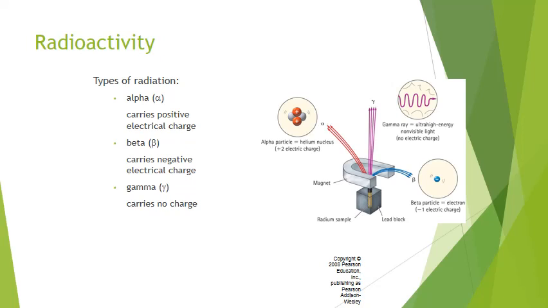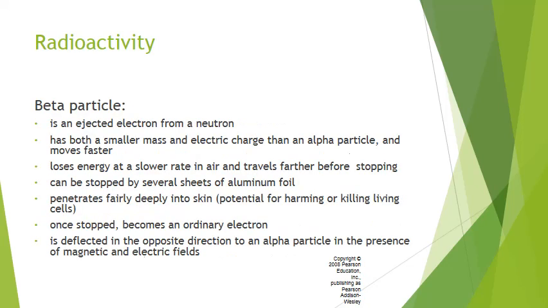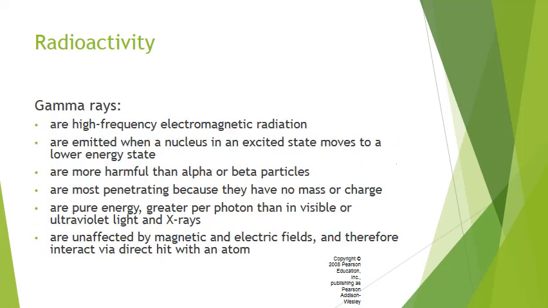In a similar way, a beta particle, which is an electron essentially, will also be deflected by a magnetic field. A gamma ray does not have a charge to it, and therefore would not be deflected by a magnetic field. And so here's a little bit more detail as far as alpha particles, beta particles, and gamma rays. And you'll be using these definitions to help you answer the next couple of questions.